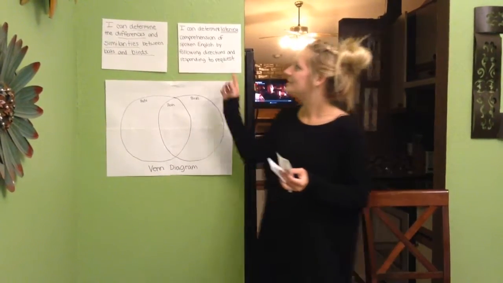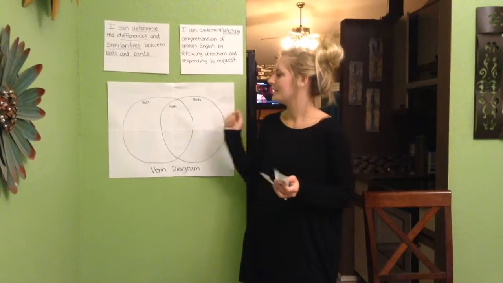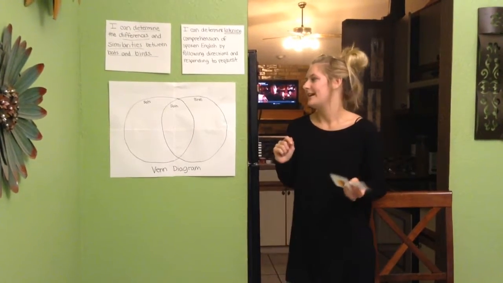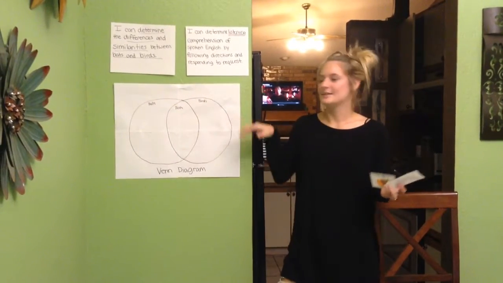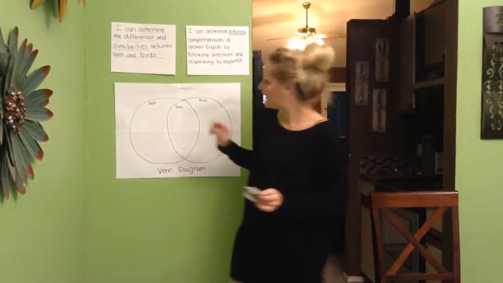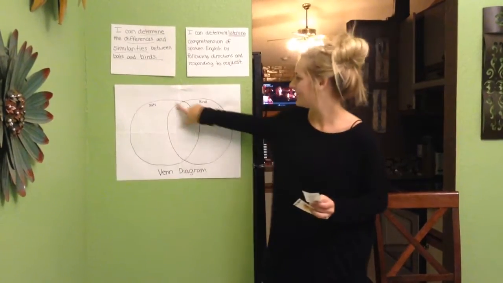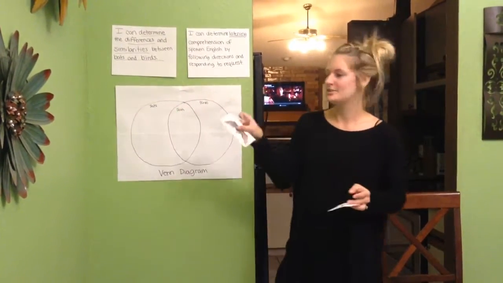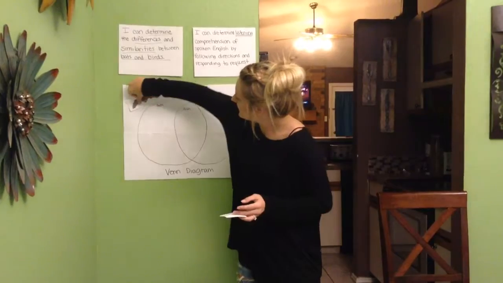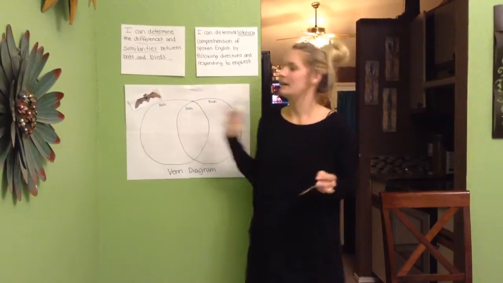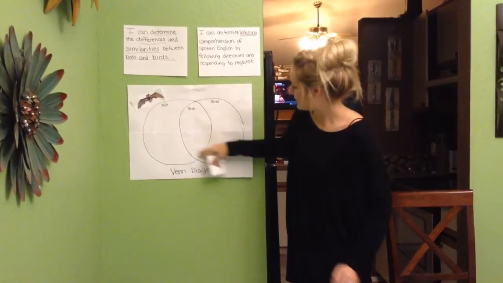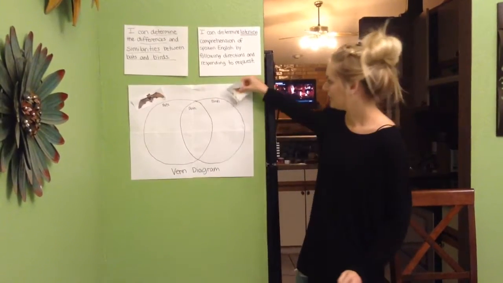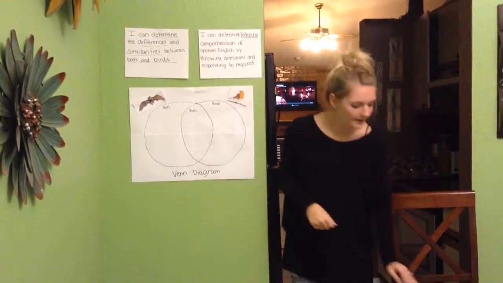So to determine the differences between bats and birds, we're going to be using an advanced organizer. Our advanced organizer is going to be called a Venn diagram. In this whole circle right here, it says bats. I printed off a picture of a bat, and we're going to put it here to help you know that this whole circle is going to be all about bats. And in this circle over here, it's going to be all about birds. So here's a picture of a bird.